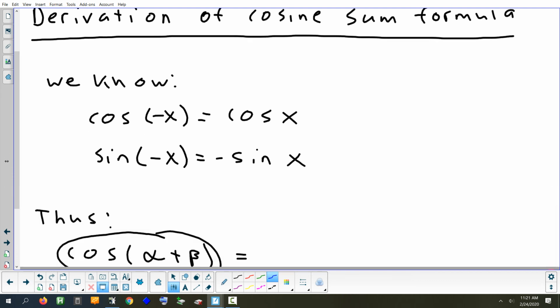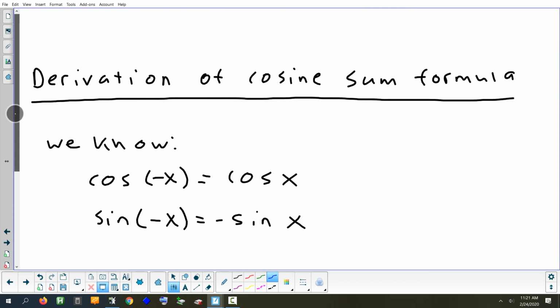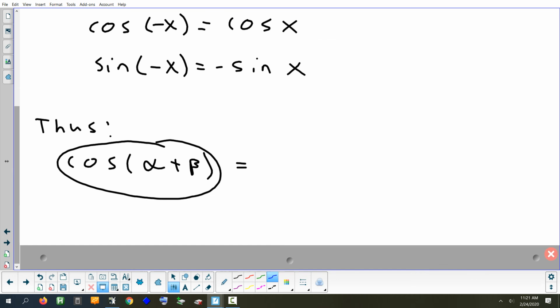Now, we're ready to figure out the cosine sum formula. So you got cosine difference. Now we're going to do cosine sum. The only formula you guys know right now is cosine difference. So somehow you have to turn that into a difference. If you can turn that into a difference, then you can do it with what you already know how to do. Anybody tell me how you could write alpha plus beta as a difference rather than a sum?